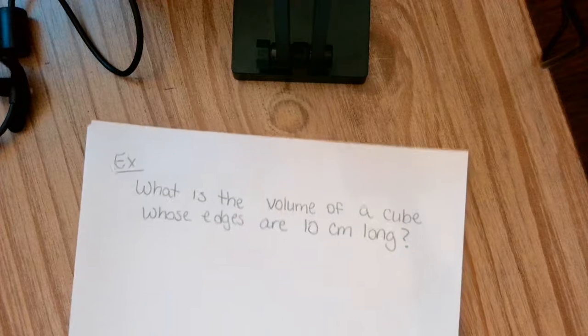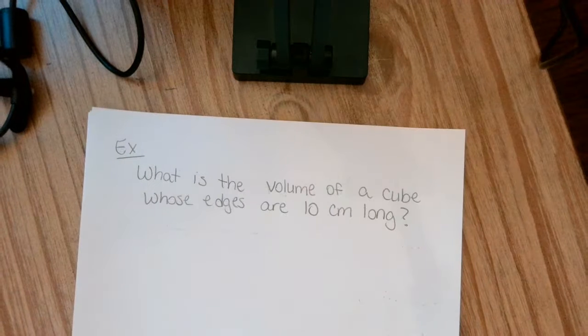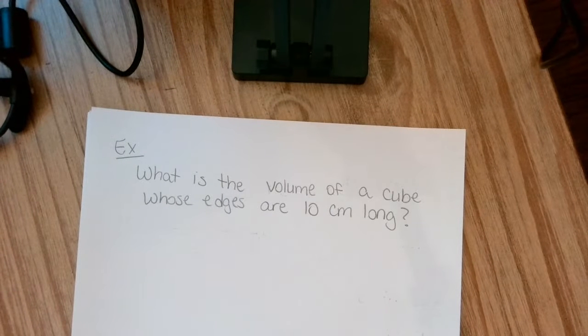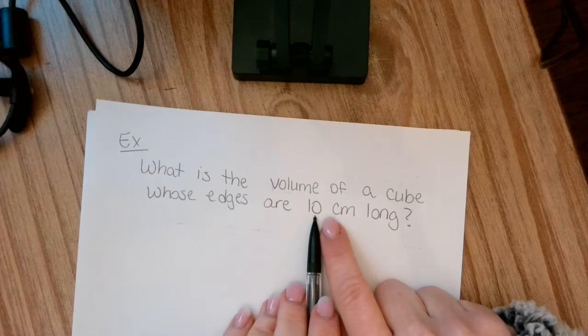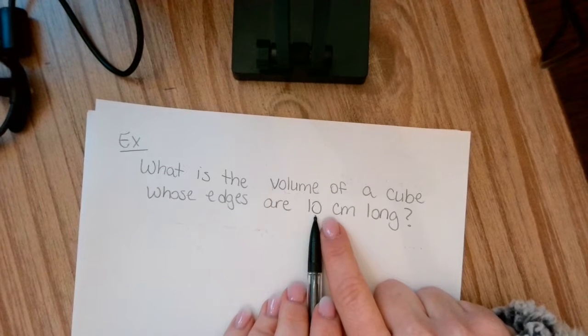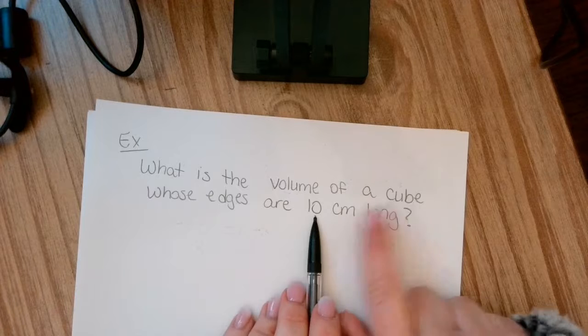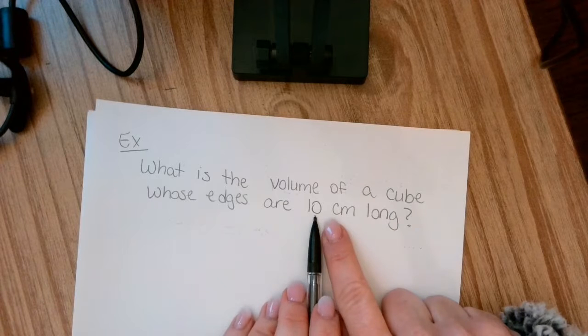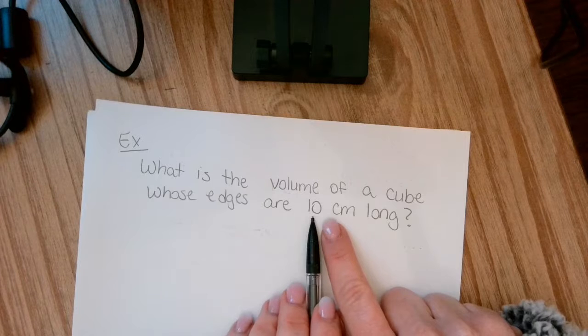Now, what do we know about cubes? Cubes is just the 3D version of a square. So then what do we know about squares? Well, we know that all of their edges are the exact same size. So that's going to make this problem really easy to figure out, because since it does not give us a measurement for length, width, and height, but we know it's for a cube, we can assume that the length is 10, the width is 10, and the height is 10.